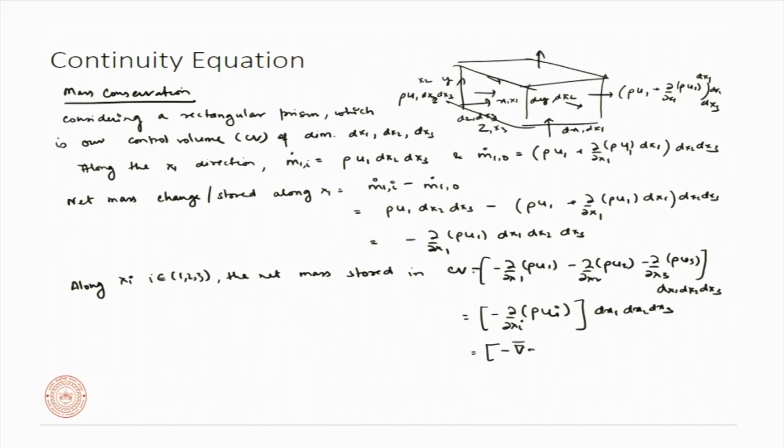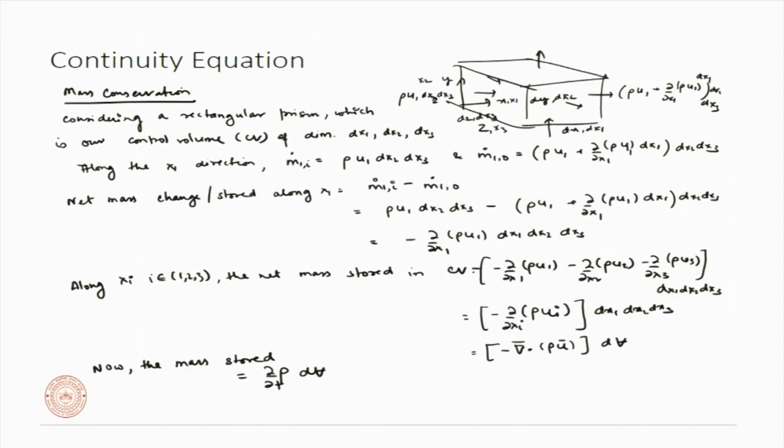So, this is del dot rho u vector into the volume, that is dV. Okay. Now, the mass stored can also be expressed as the change in density with time into the volume of the body, right.